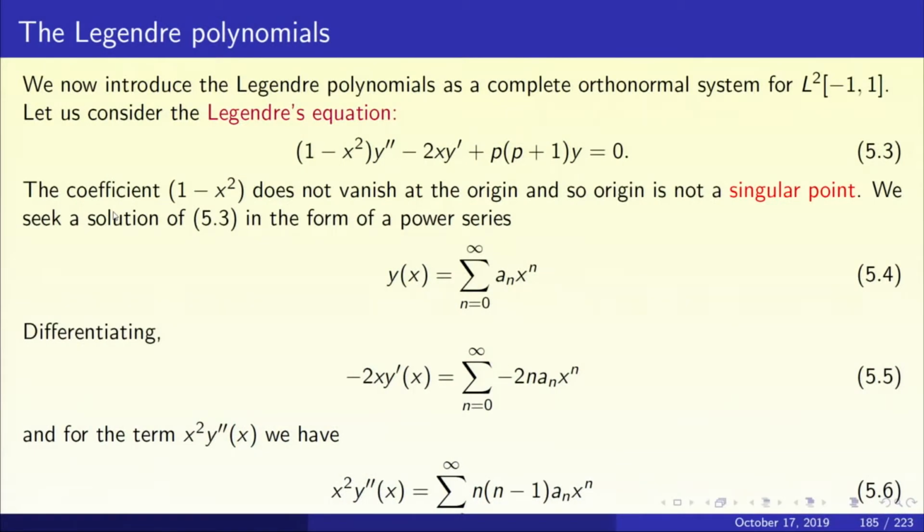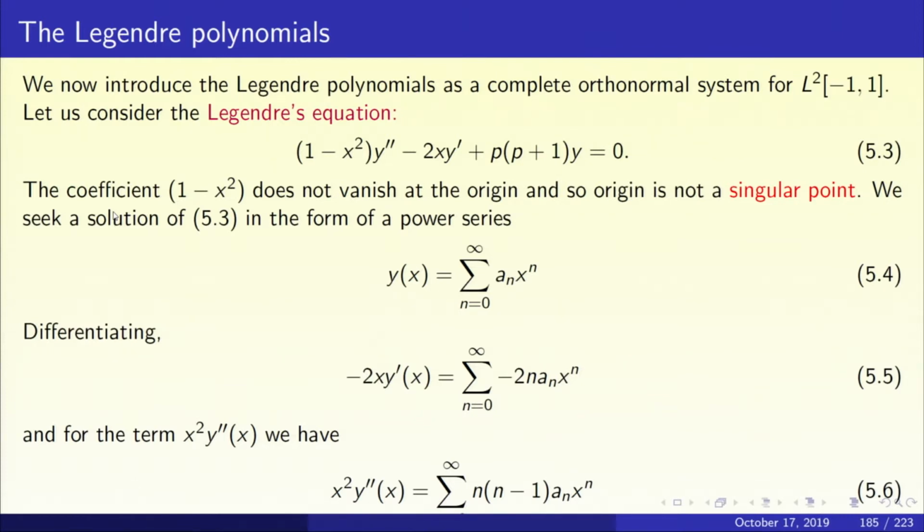And so what are the coefficients of the differential equation? You divide by 1 minus x squared, and the middle term is what? Minus 2x upon 1 minus x squared, and the last term is what? p into (p plus 1) by 1 minus x squared. The middle term and the last term are both analytic functions on the open interval minus 1, 1. So equation 5.3 admits a power series solution, namely a solution of the form y of x equal to summation n from 0 to infinity a n x to the power n. That is the display 5.4 in the slide.